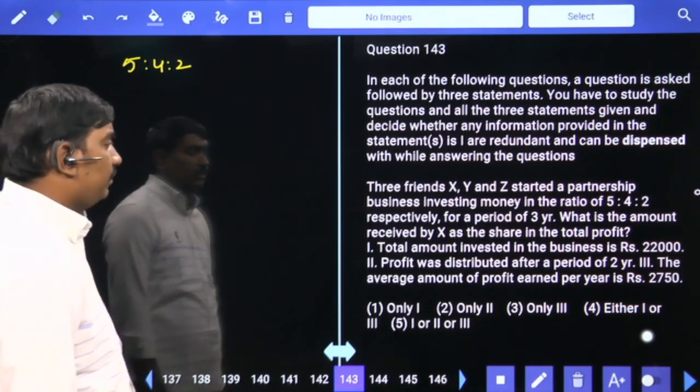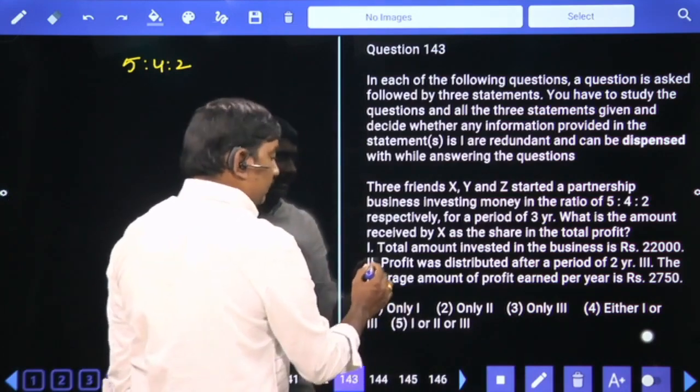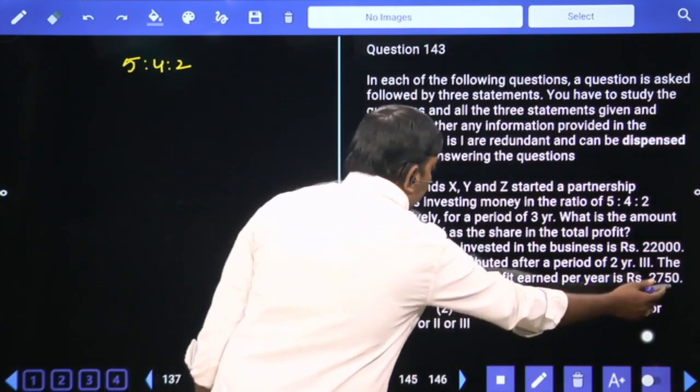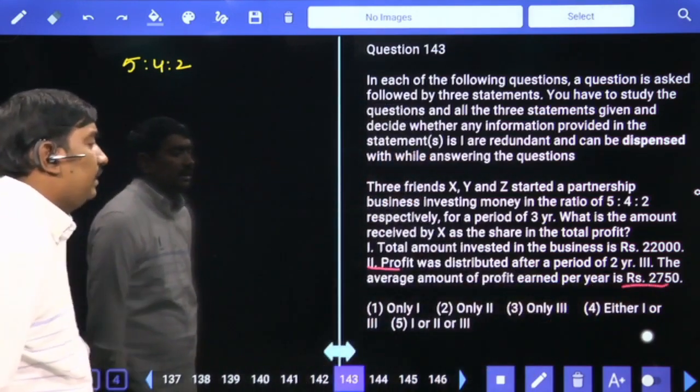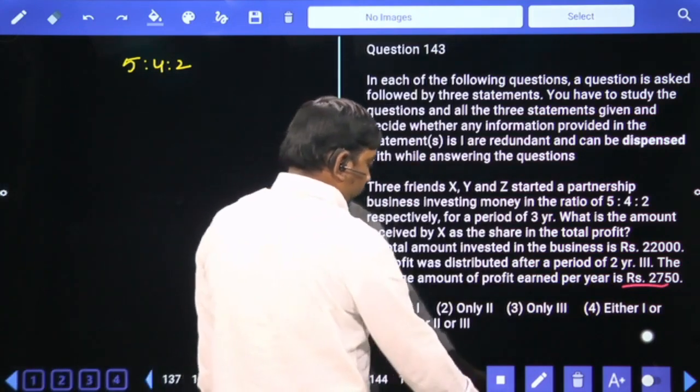Profit was distributed after 2 years. Means by using 2 and 3 we can say the answer. So with 2 and 3 we can say the answer, means 1 is not required.